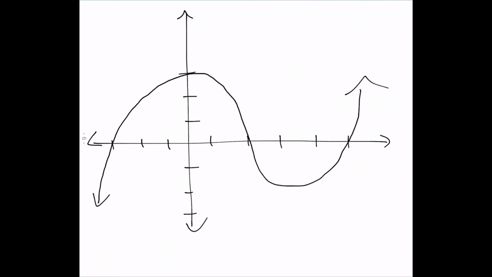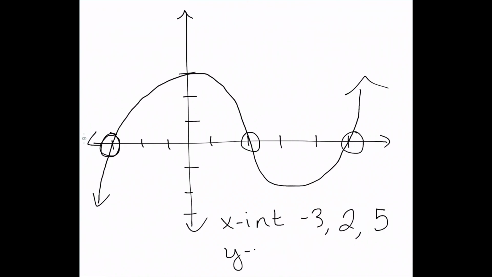We can also determine intercepts from a graph. So here the x-intercepts are where we cross the x-axis, which we can see is at -3, 2, and 5. Y-intercepts are where we cross the y-axis, which in this case is just 3.